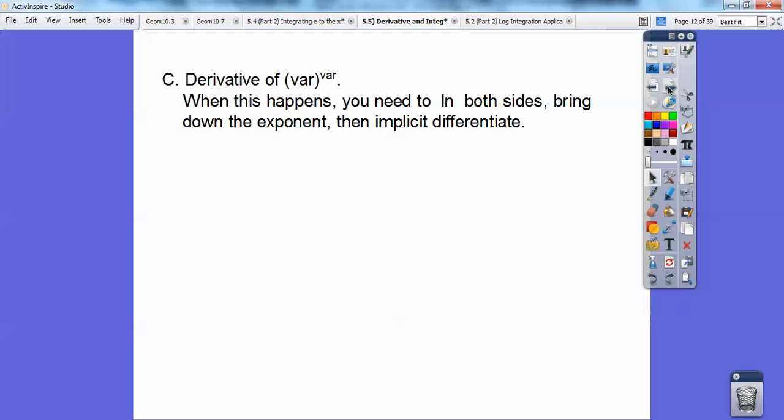All right, so the derivative of a variable to a variable. When this happens, you guys, you need to natural log both sides. And then you'll bring down the exponent and then implicit differentiate. So let's try this, you guys, okay? So here I have x to the power x squared plus 4. So I'm going to natural log both sides first. All right, when I natural log that, this exponent is going to come floating down in front right there.